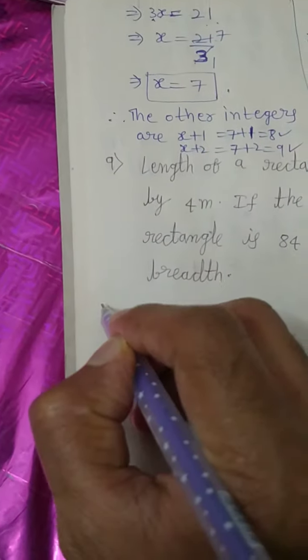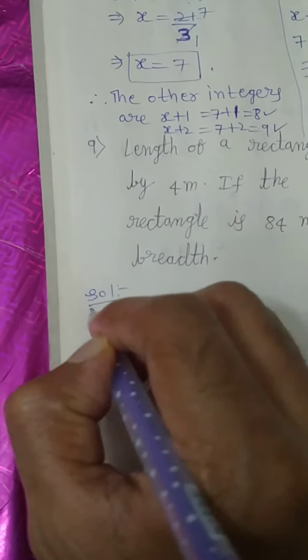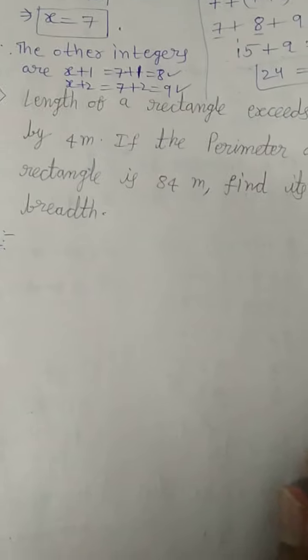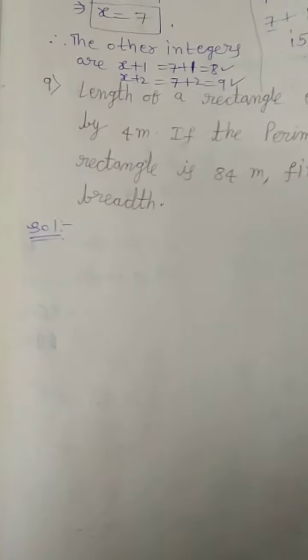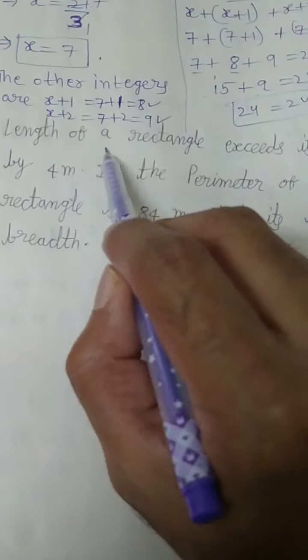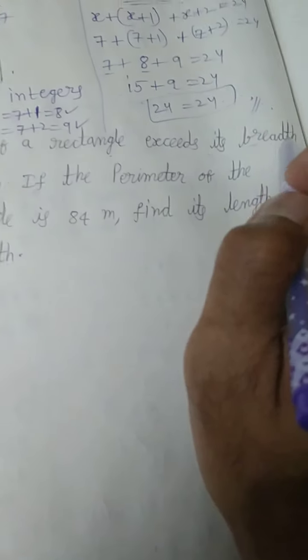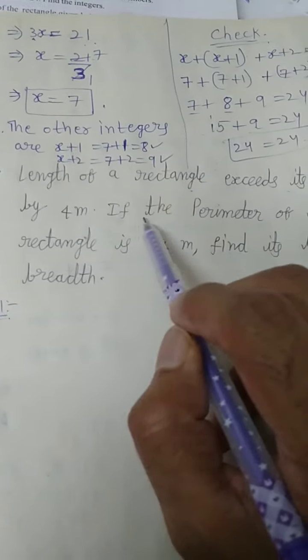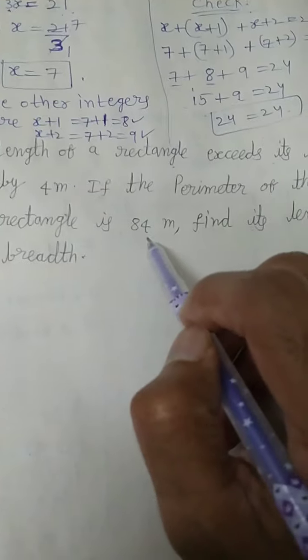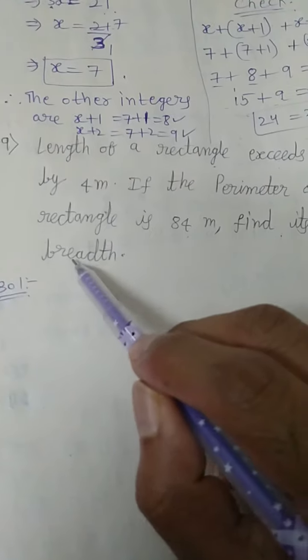Okay, so children, next the ninth one. What is the ninth problem? This is related to geometry, children. Here the length of a rectangle exceeds its breadth by 4 meters. If the perimeter of the rectangle is 84 meters, find its length and breadth.